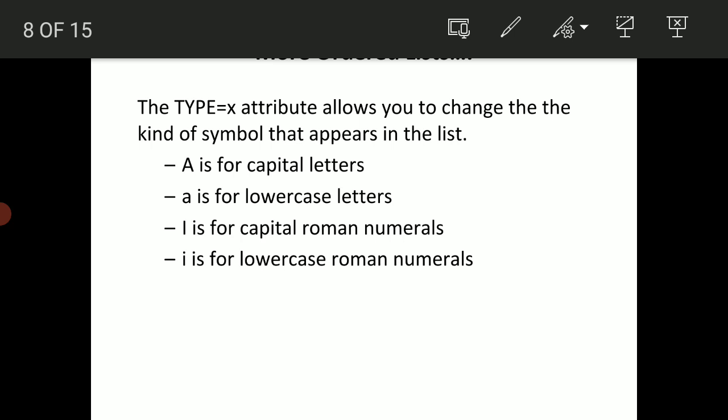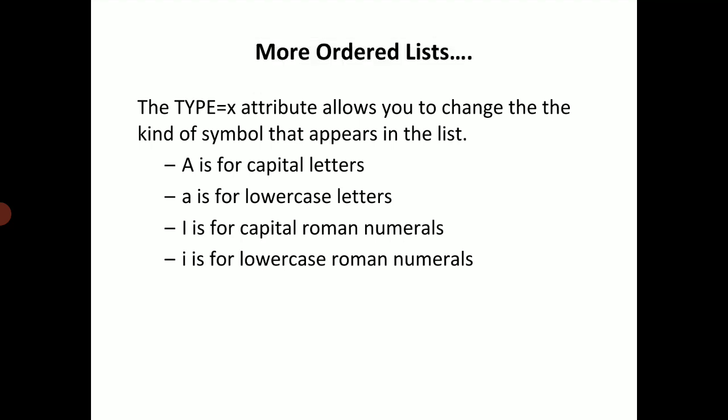list items are 1, 2 and 3. But here we can change the appearance. Instead of 1, 2, 3, we can use capital letters A, B, C. That is by setting the type attribute to A, that is type equal to A. Capital A refers to capital letters. Small a is for lowercase letters. And I is for capital Roman numerals, and small i is for lowercase Roman numerals.